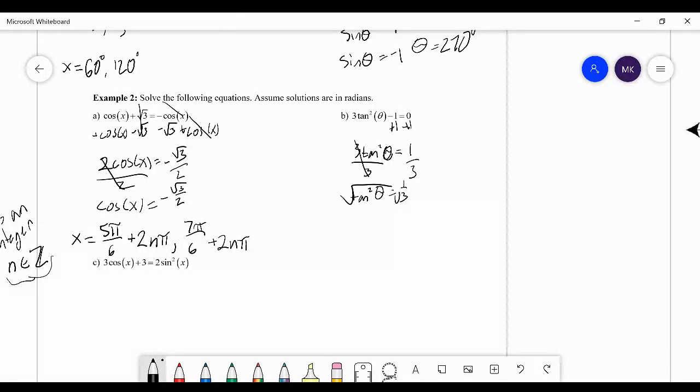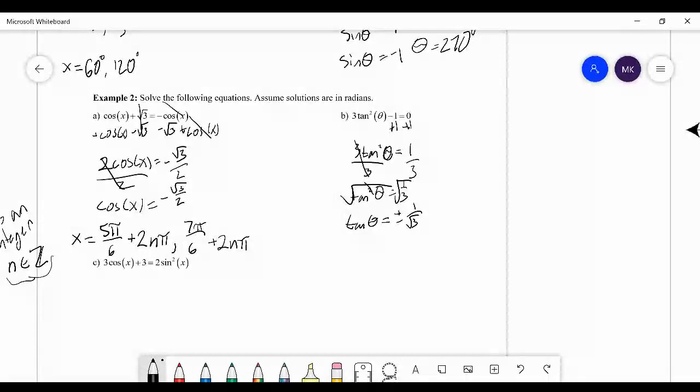To get rid of that squared, we just take the square root. We get tangent theta equals plus or minus root 3 over 3. Actually, instead of that, I'm going to do 1 over root 3. Makes it a little easier.